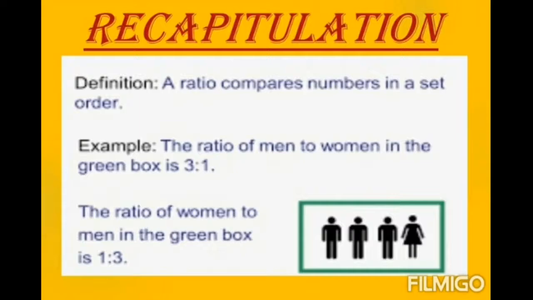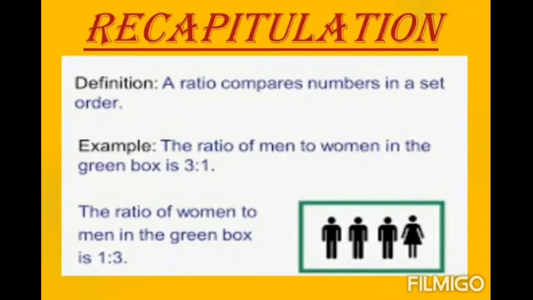Let's start with quick revision. Ratio. Ratio is a comparison of two quantities of the same type and with the same unit. We can find the ratio by dividing one quantity by the other. If A and B are two non-zero numbers, then the ratio will be A is to B. A ratio compares numbers in a set order.